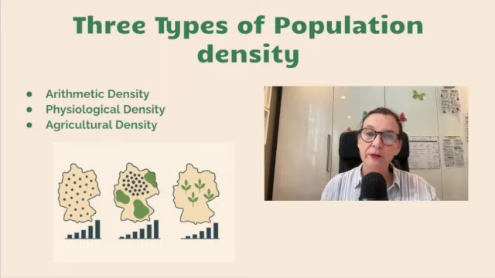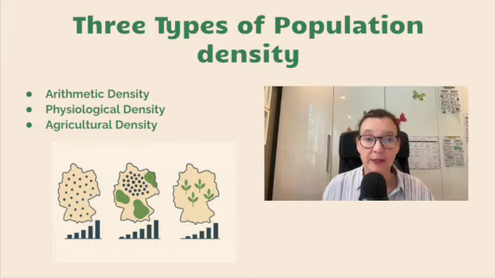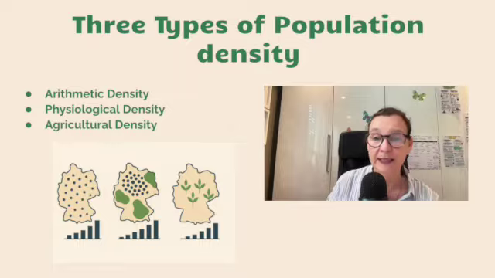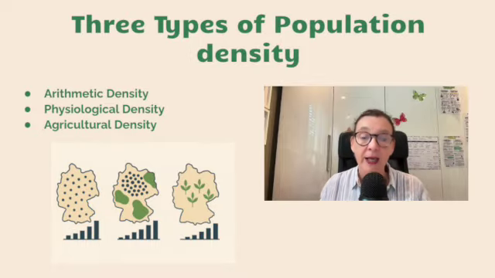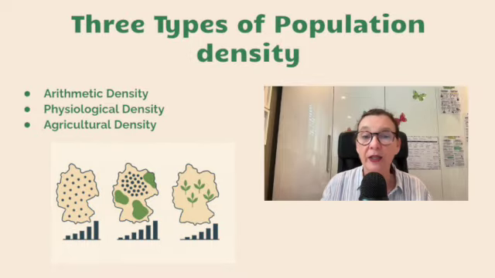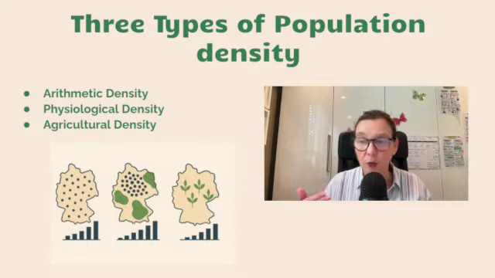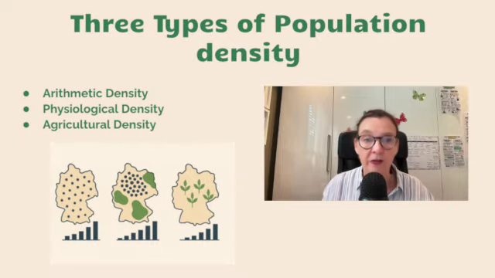So now we're going to break down the three main types of population density. These are the ones you need to know for the AP exam. They're super important to understand how people use the land and resources. We start with arithmetic density. This is the total population divided by the total land area. It tells us the average number of people living on each unit of land, like per square mile or square meter, however you're calculating that.